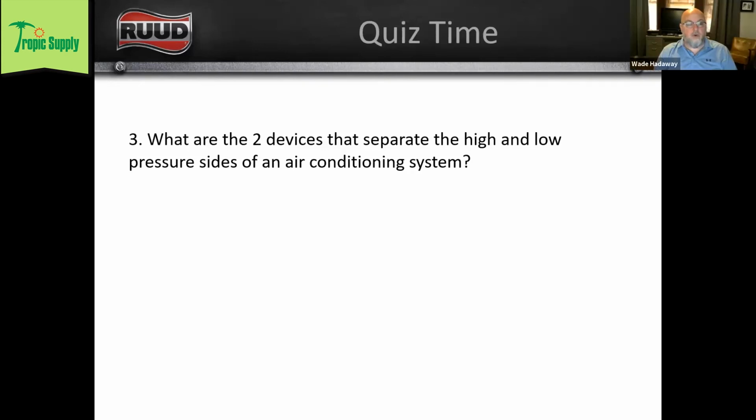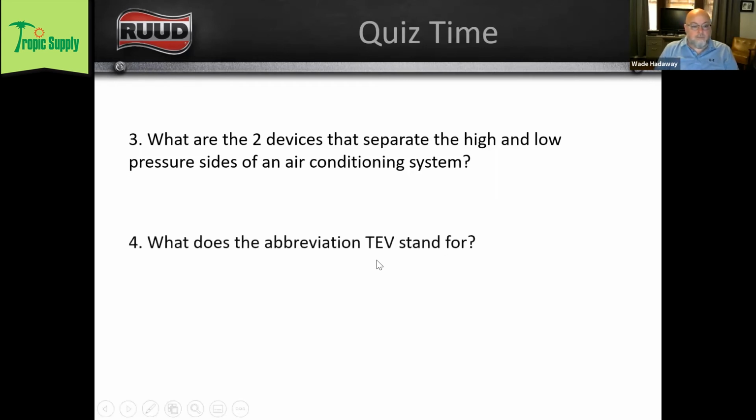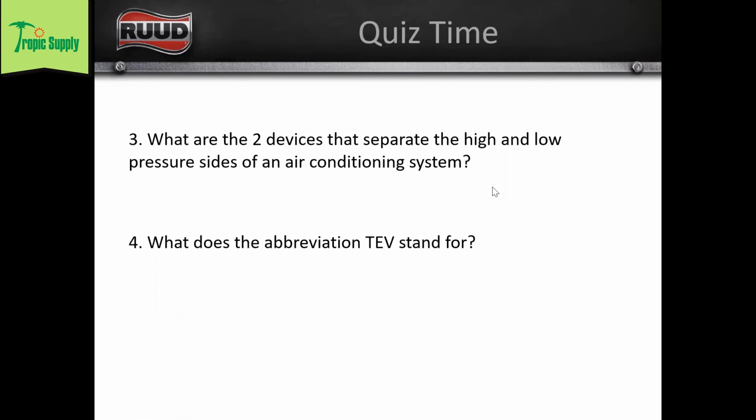And then our final question is, what does the abbreviation TEV stand for? That should be easy. All right, Spyro is the winner on that one. I apologize, Spyro, I can't pronounce your last name, but we will make sure that you get the prize.